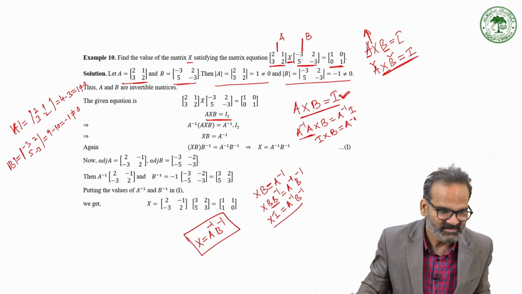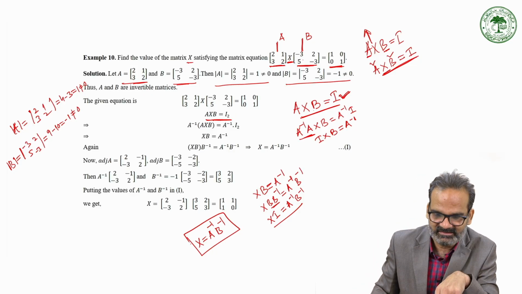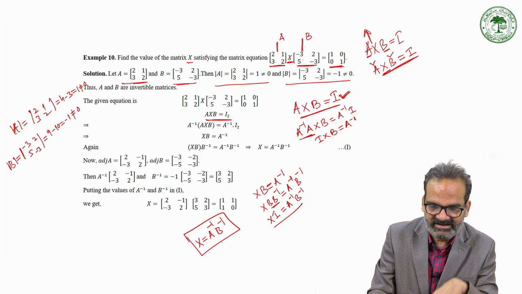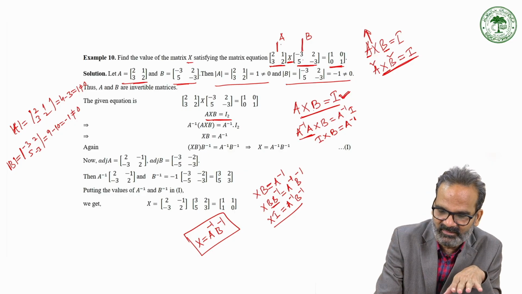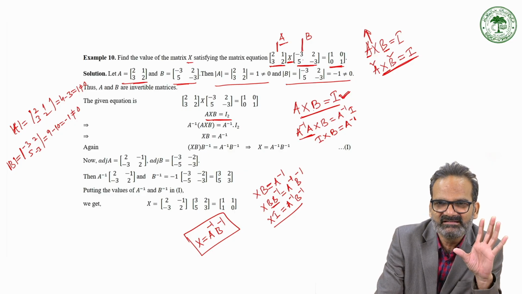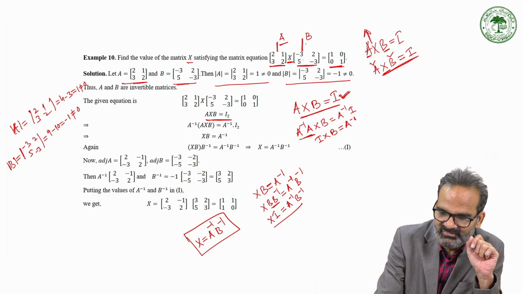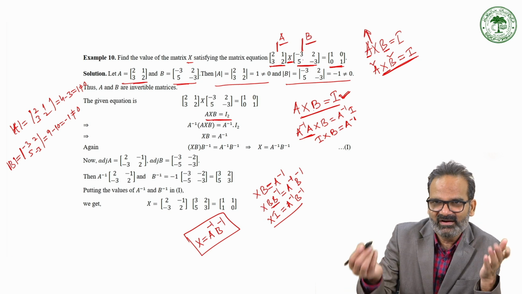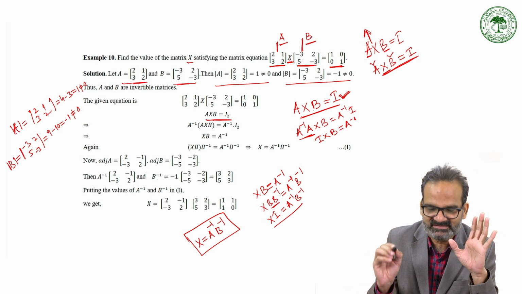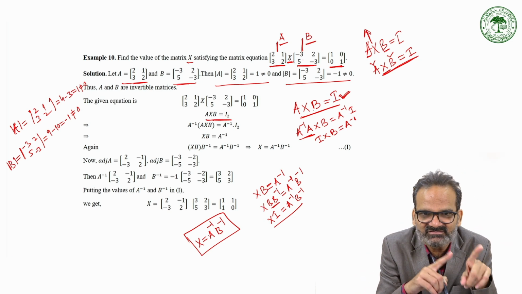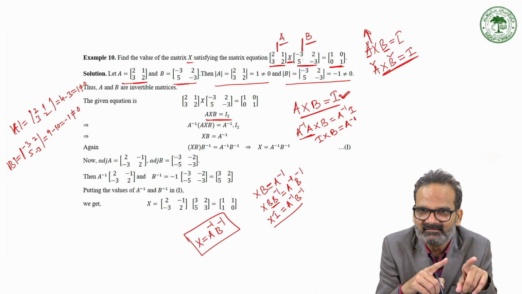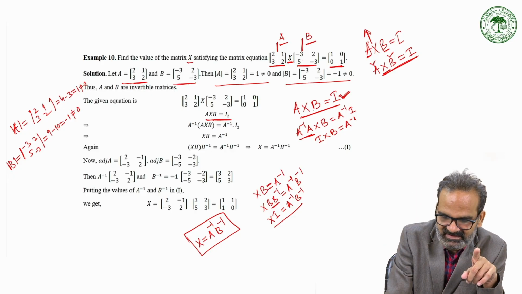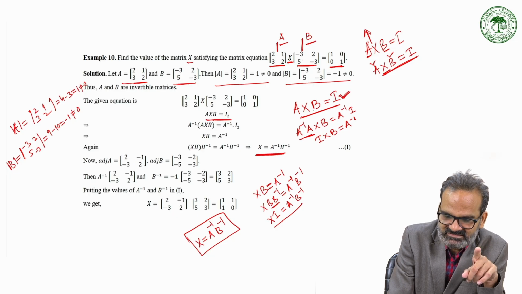Clear? This is what we wanted to calculate. So the value of X is A inverse and B inverse. We have the matrix A; you can very easily find out its inverse. We have the matrix B; you can very easily find out B inverse. Then multiply A inverse with B inverse to get the required matrix X. We did the same thing. The value of X is coming out to be A inverse B inverse.